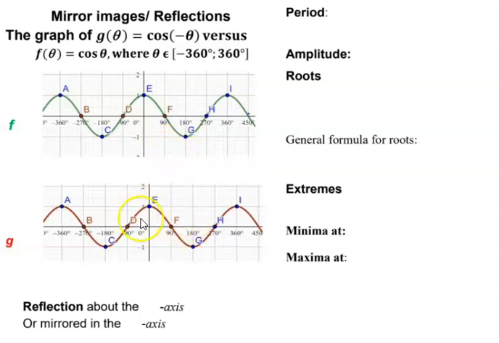So if I look at the graph of G, the red graph, I see I have a period of 360 degrees. The amplitude is still exactly the same one. The roots are exactly the same. They are at B, at D, at F, at H, and at many more. And the general formula will be exactly the same as that for the cos.